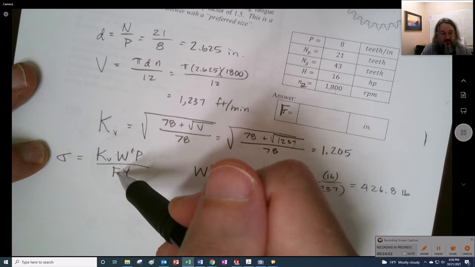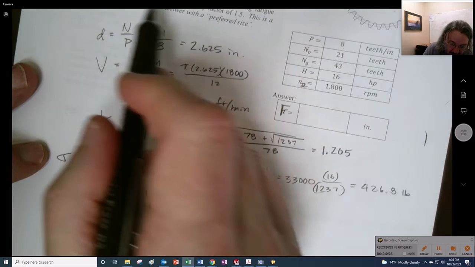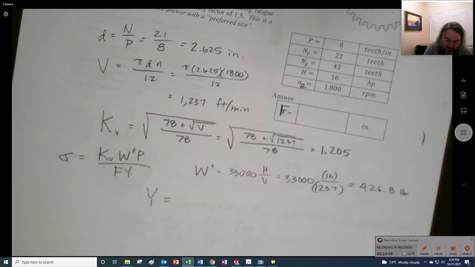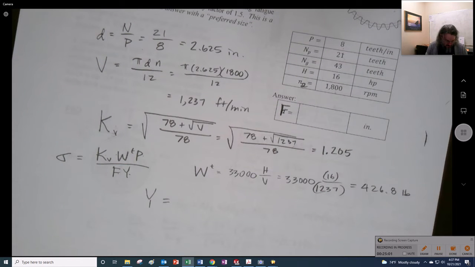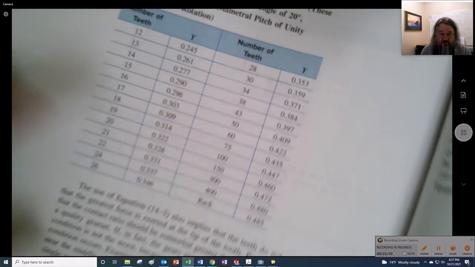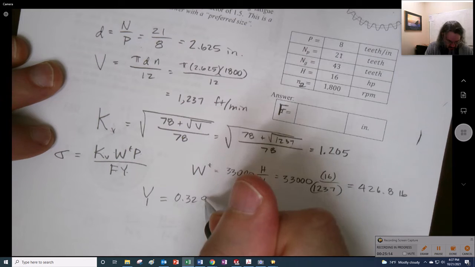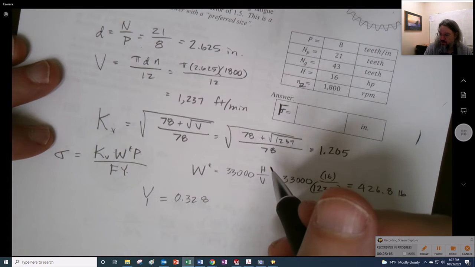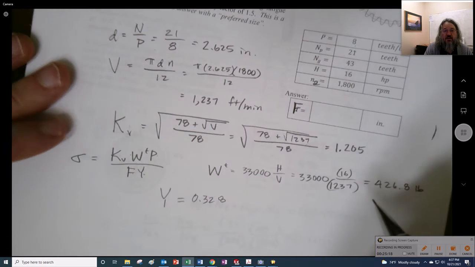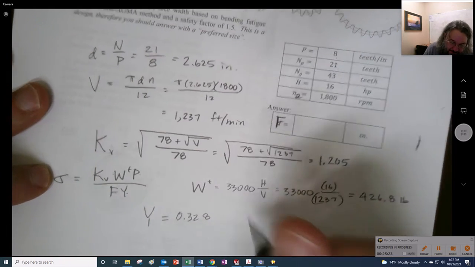This I know. I'm looking for this. I need this, so Y for the pinion. All right, so then I look in table 14.2 for 21 teeth, and look in there, I got 0.328, so that's my Y. All right, anybody else? I think now we need to know what the allowable is going to be.